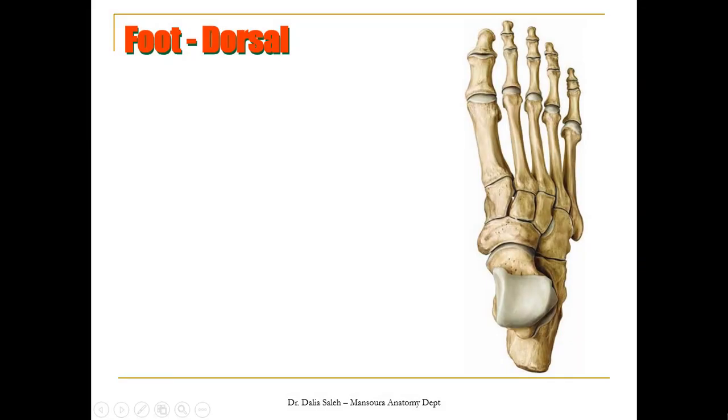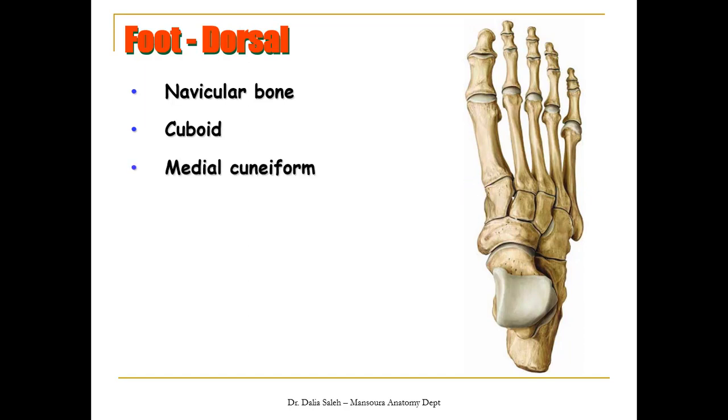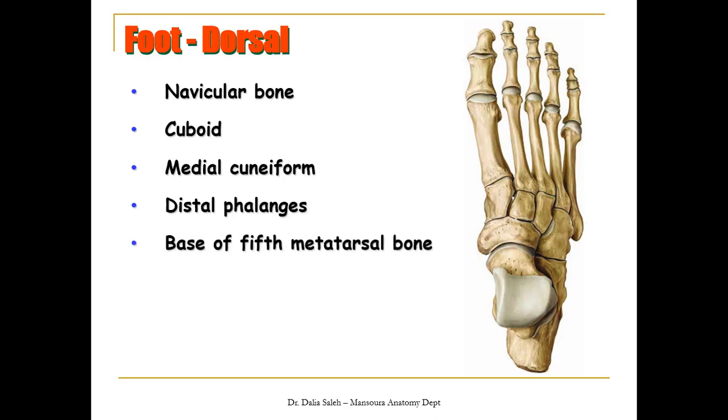Here we can see the dorsal surface of the foot. This is the navicular bone. This bone will be the cuboid. Here is the medial cuneiform, or the first cuneiform, and the arrow here points at the distal phalanx of the fourth toe, and here the arrow points at the base of the fifth metatarsal bone, and this is the tuberosity of the fifth metatarsal bone.